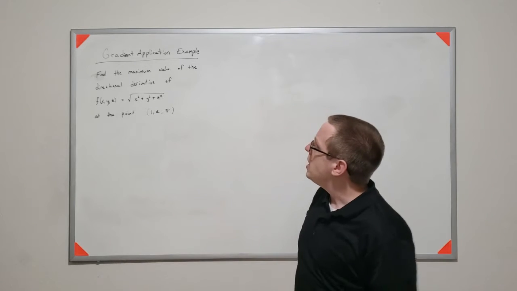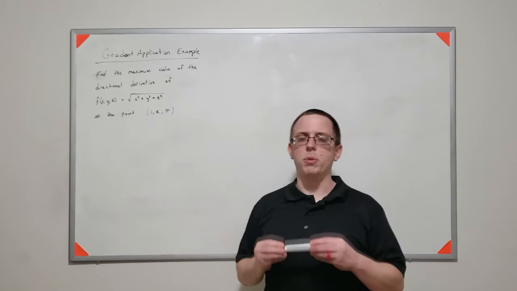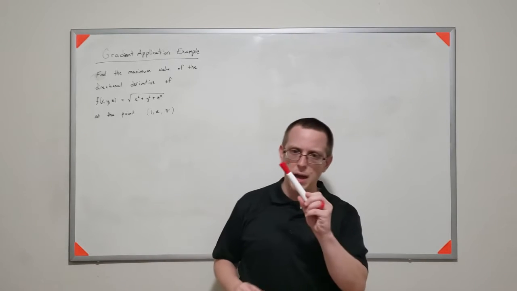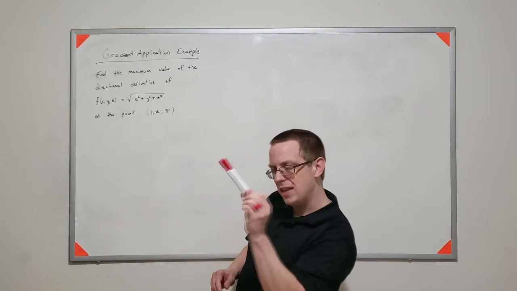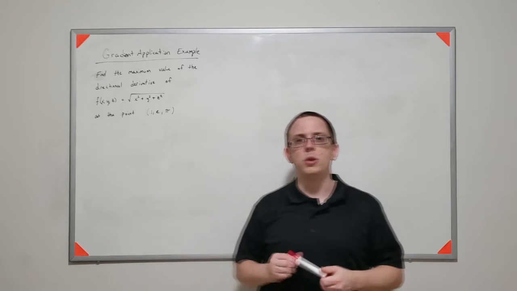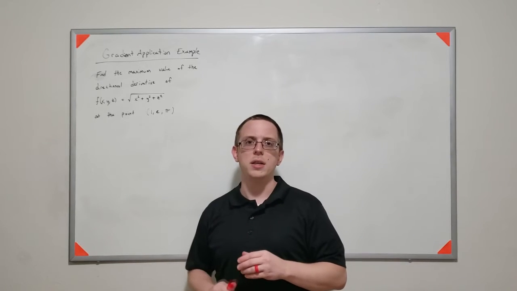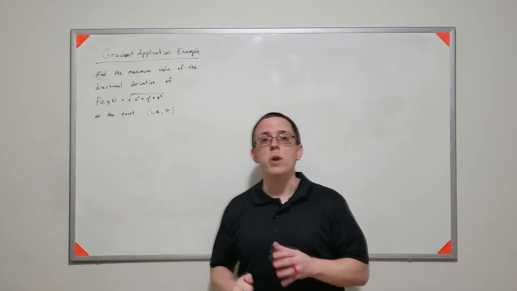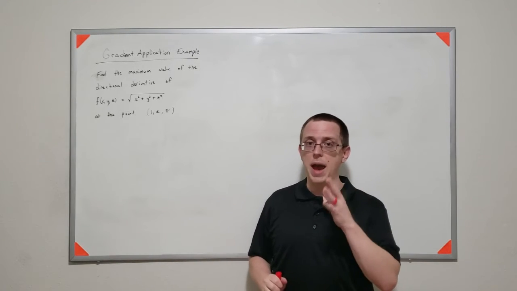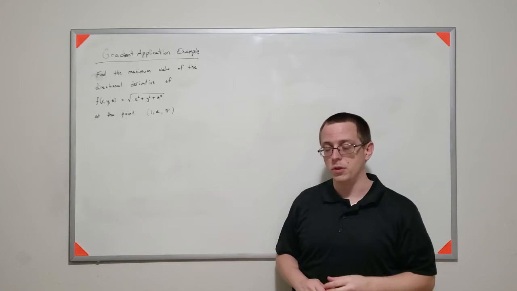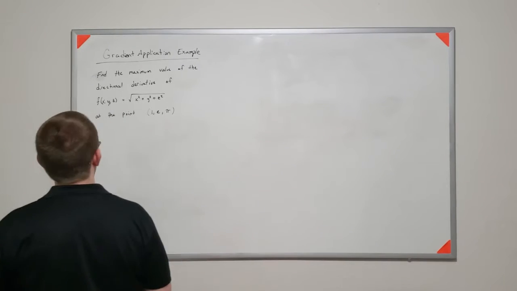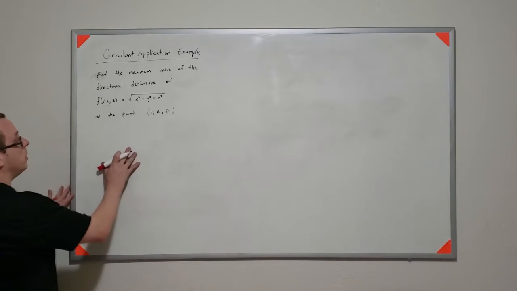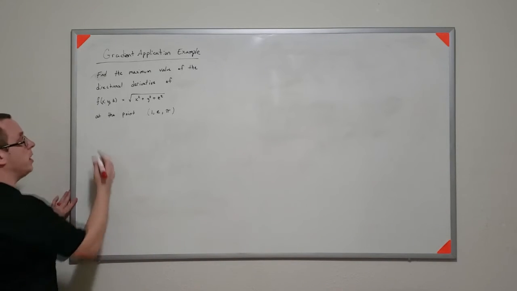To do that, we need to find the gradient, because what we learned is that the direction of maximal change is in the direction of the gradient. So if we find the value of the gradient and find its magnitude at this point, we will find the maximum value of the directional derivative. So let's find the gradient.